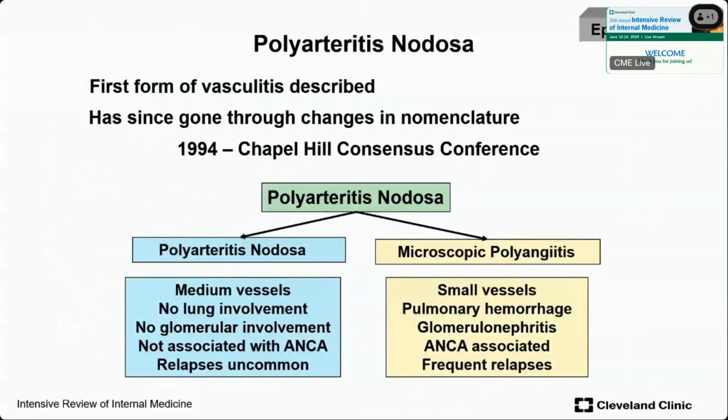Now, polyarteritis nodosa is important in that it was the first form of non-infectious vasculitis described in the mid-1800s, and has since gone through a number of changes in nomenclature. The most significant of which occurred in 1994 when polyarteritis nodosa was broken apart from microscopic polyangiitis, now recognized to be a small vessel disease. Polyarteritis nodosa is now defined as a disease affecting the medium-sized vessels, where we say no lung involvement, no glomerular involvement. This disease is not associated with ANCA, and relapses are relatively uncommon.